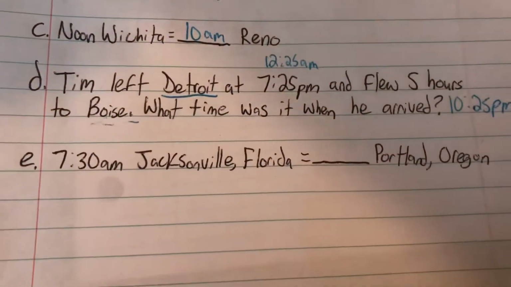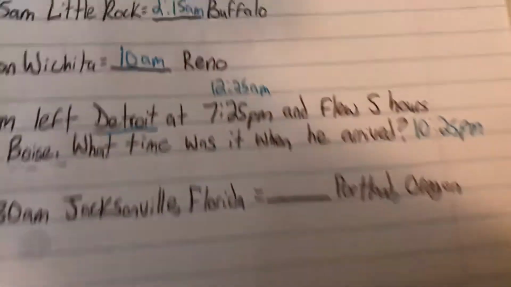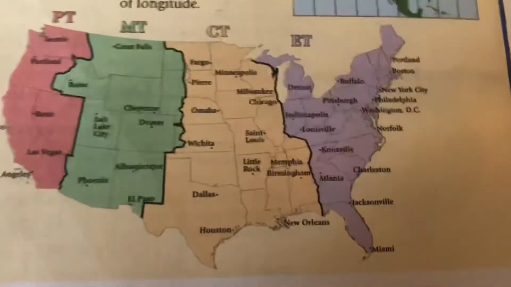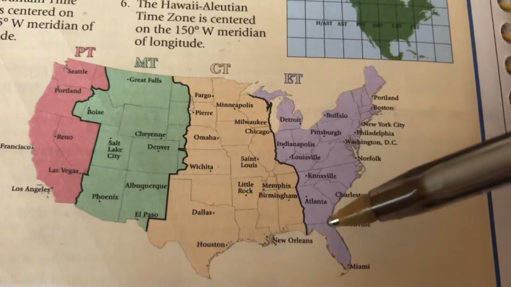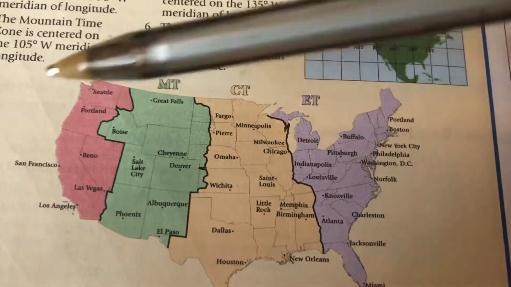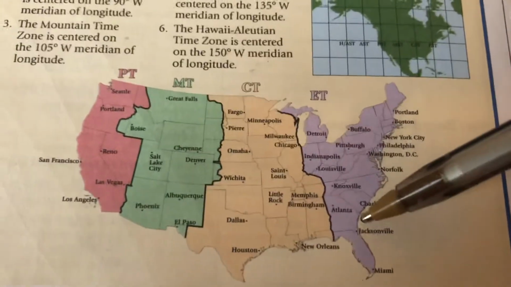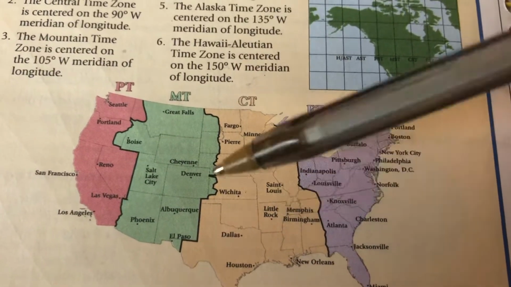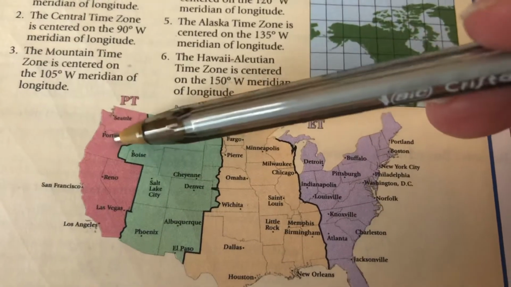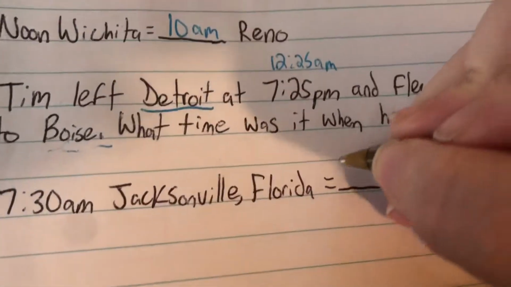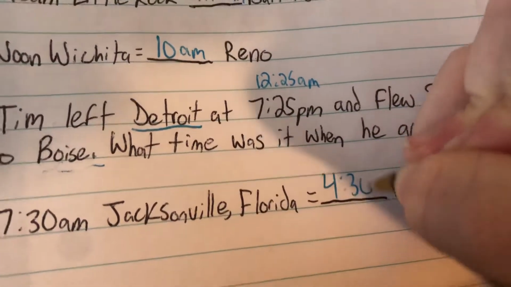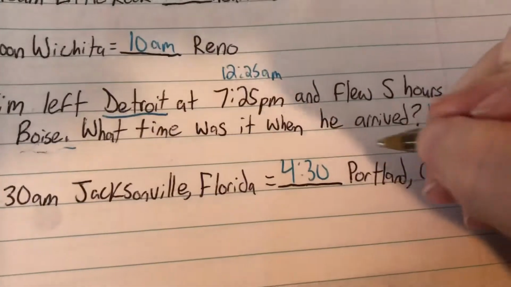Okay, 7:30 a.m. in Jacksonville, Florida is what time in Portland, Oregon? Well, Jacksonville, Florida is Eastern time zone. Portland, Oregon is Pacific time zone. So if it is 7:30 here, it is 6:30 here, 5:30 here, 4:30 here. So it would be 4:30 in Portland, Oregon, and that is a.m.